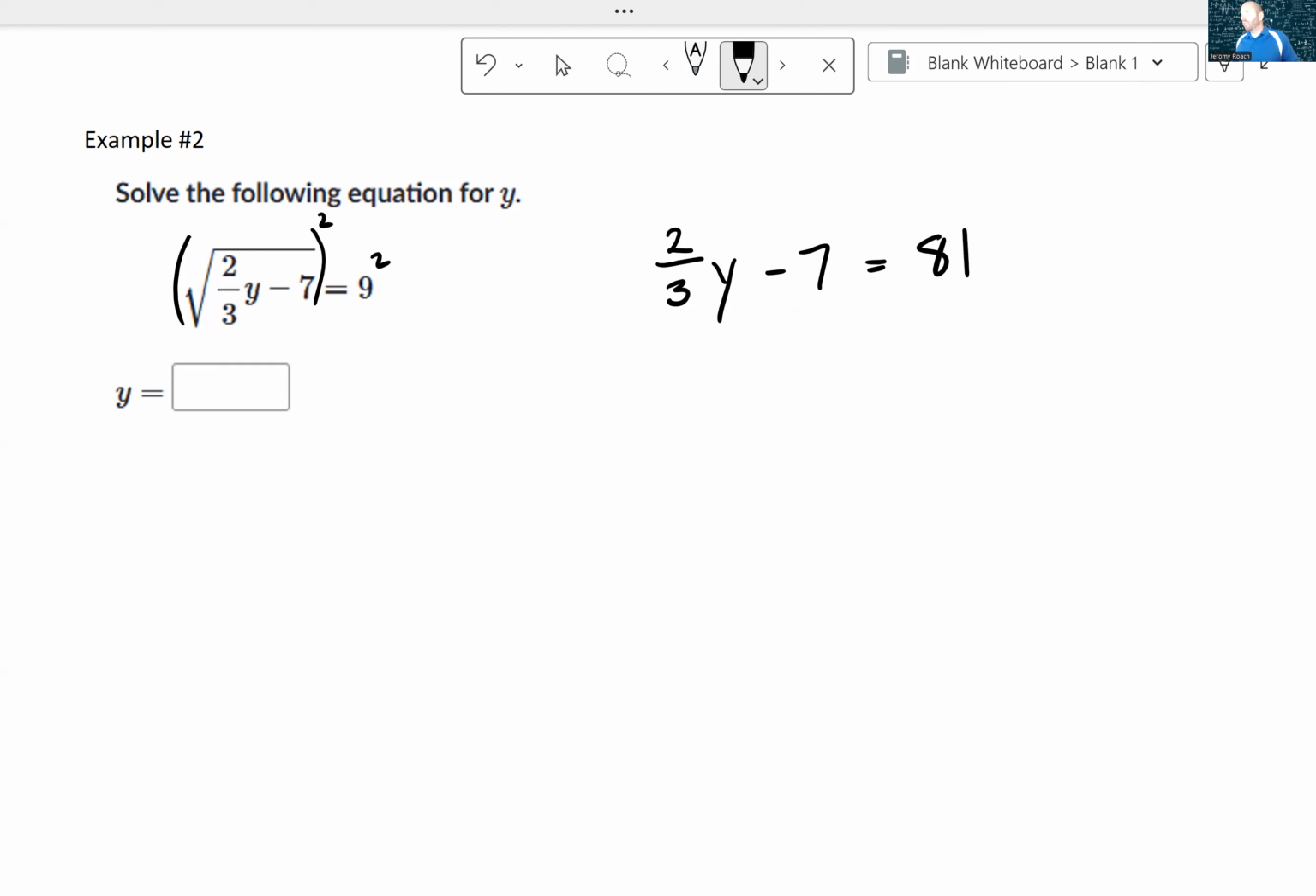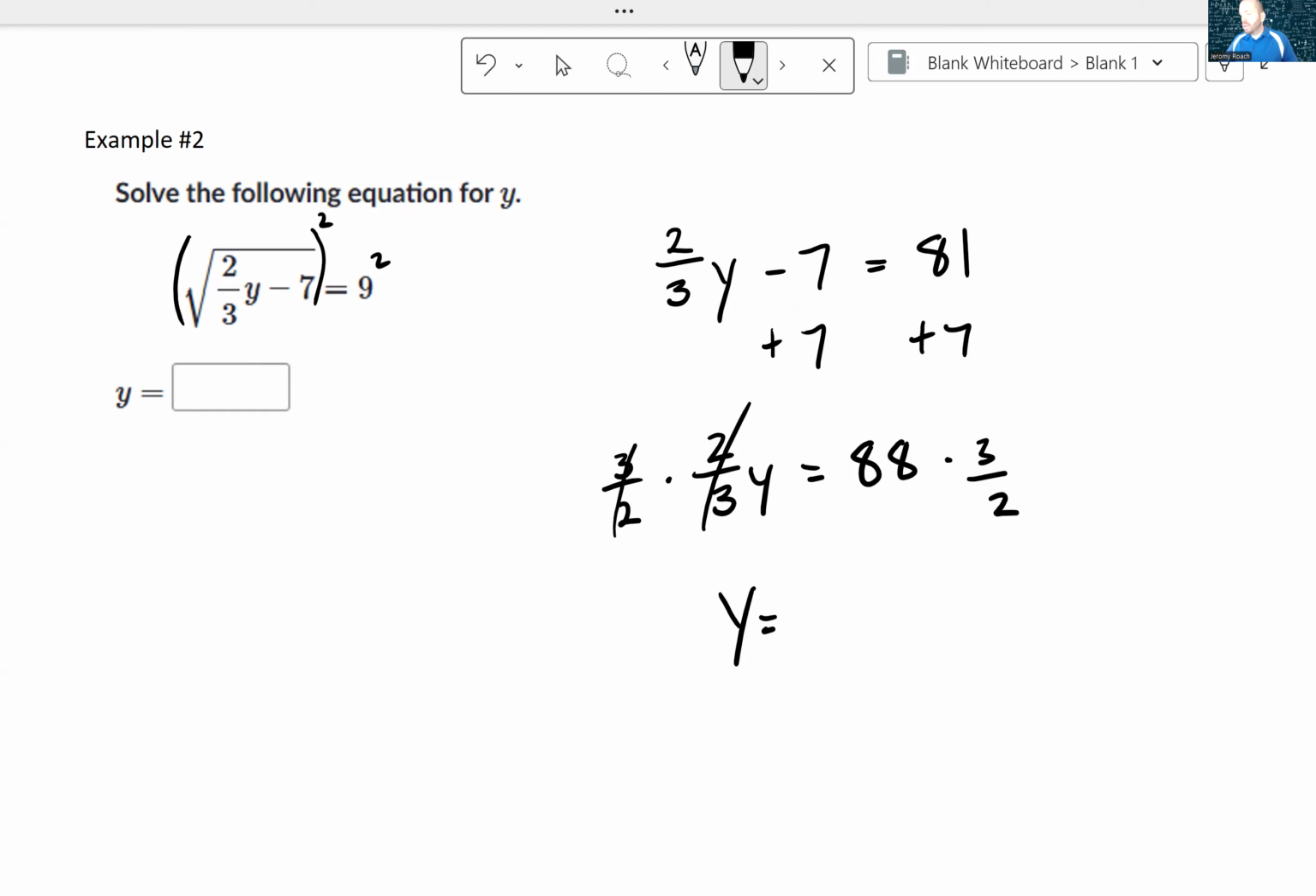This one's a lot more simple. We're going to plus 7 and plus 7. You get 2/3 y equals 88. We can times by 3 over 2. That's multiplying times the reciprocal to save you a step. Or you can do times 3 and then divide by 2 if you want to. But that'll cross that out. So we just get y on the left. 3 times 88 is 264 over 2, and we get y equals 132.